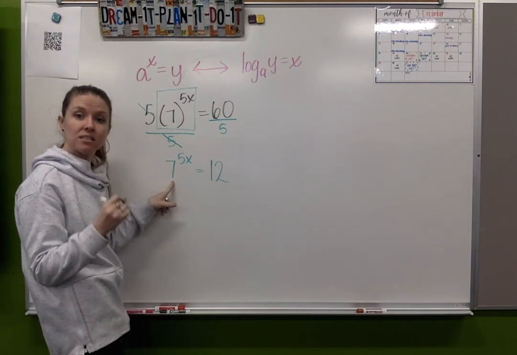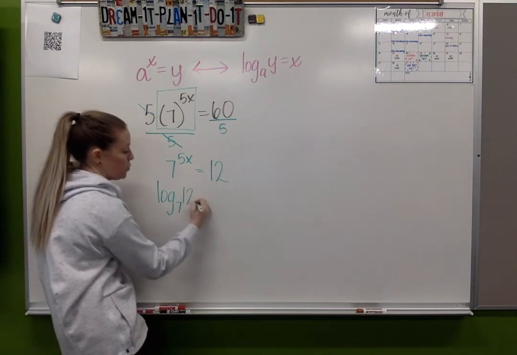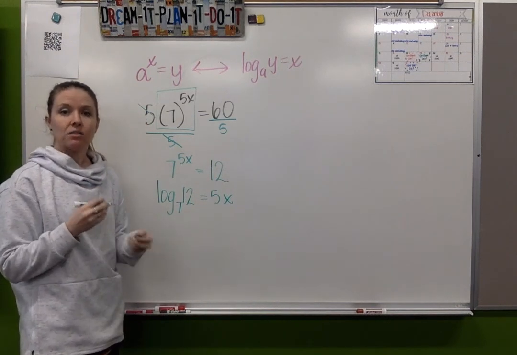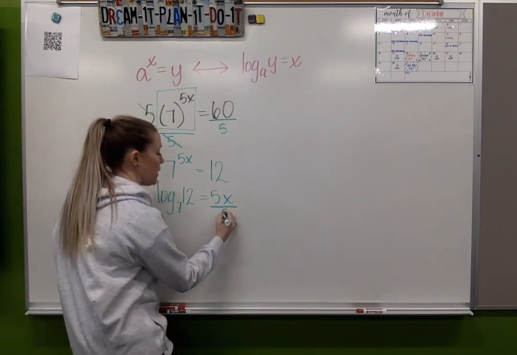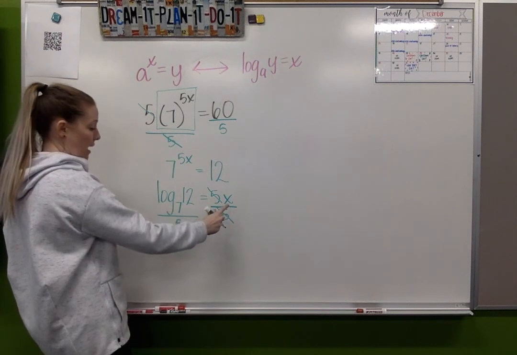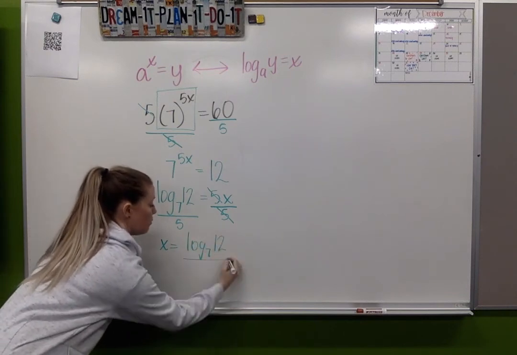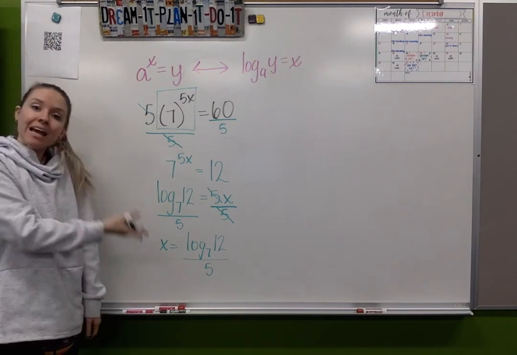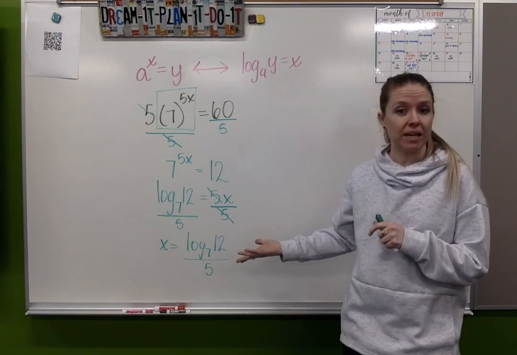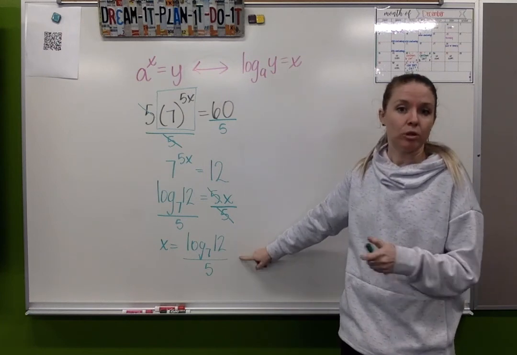I can rewrite this as a log. This becomes the log base 7 of 12 equals 5 times x. The goal is to solve for x to get x by itself, so I'm going to divide by 5. All right, so now I have x equals log base 7 of 12 over 5. That's what x equals. If this were a question where it said solve for x, I solved for x. That's how I do it. I isolate the base, which I did here, and then I isolate the variable, which I've done here.